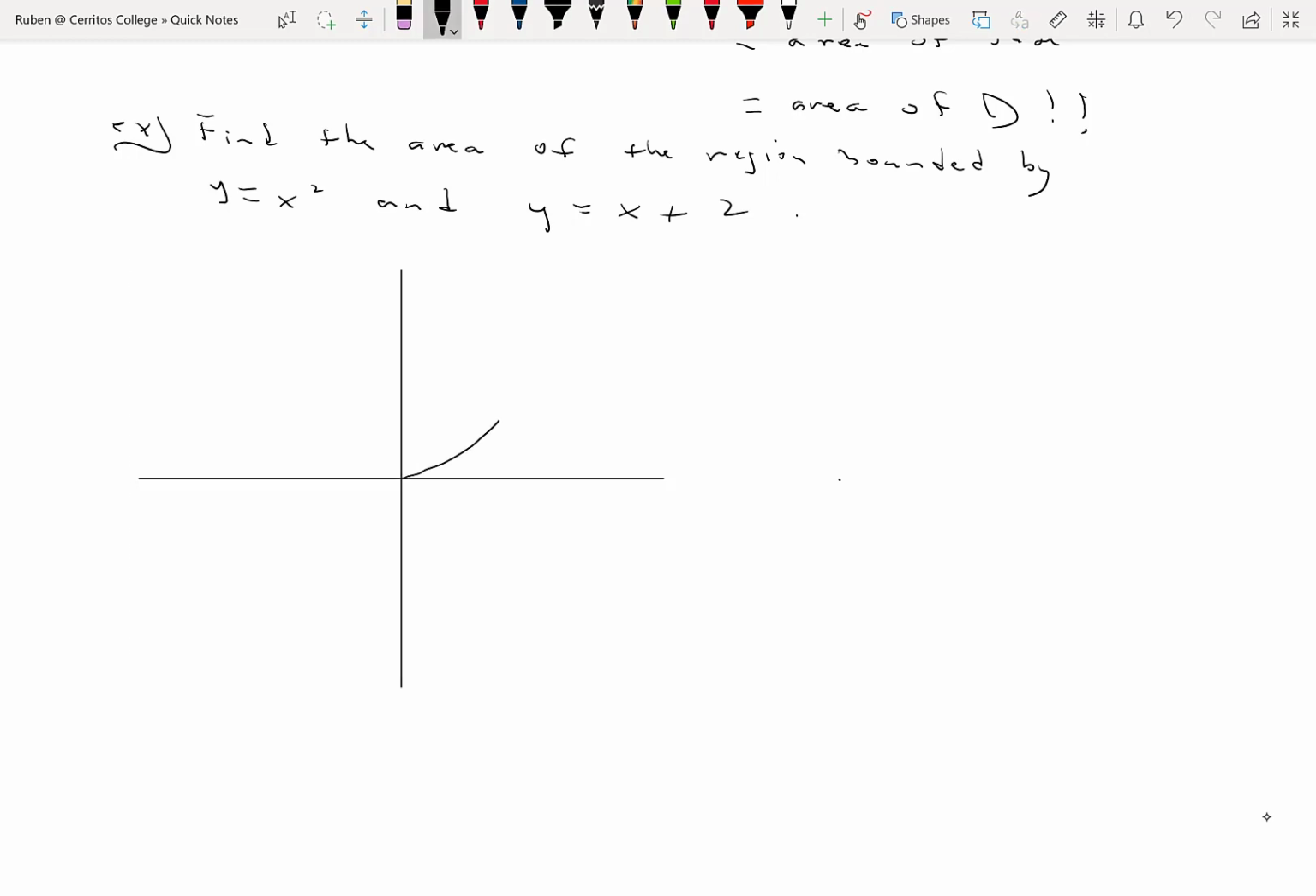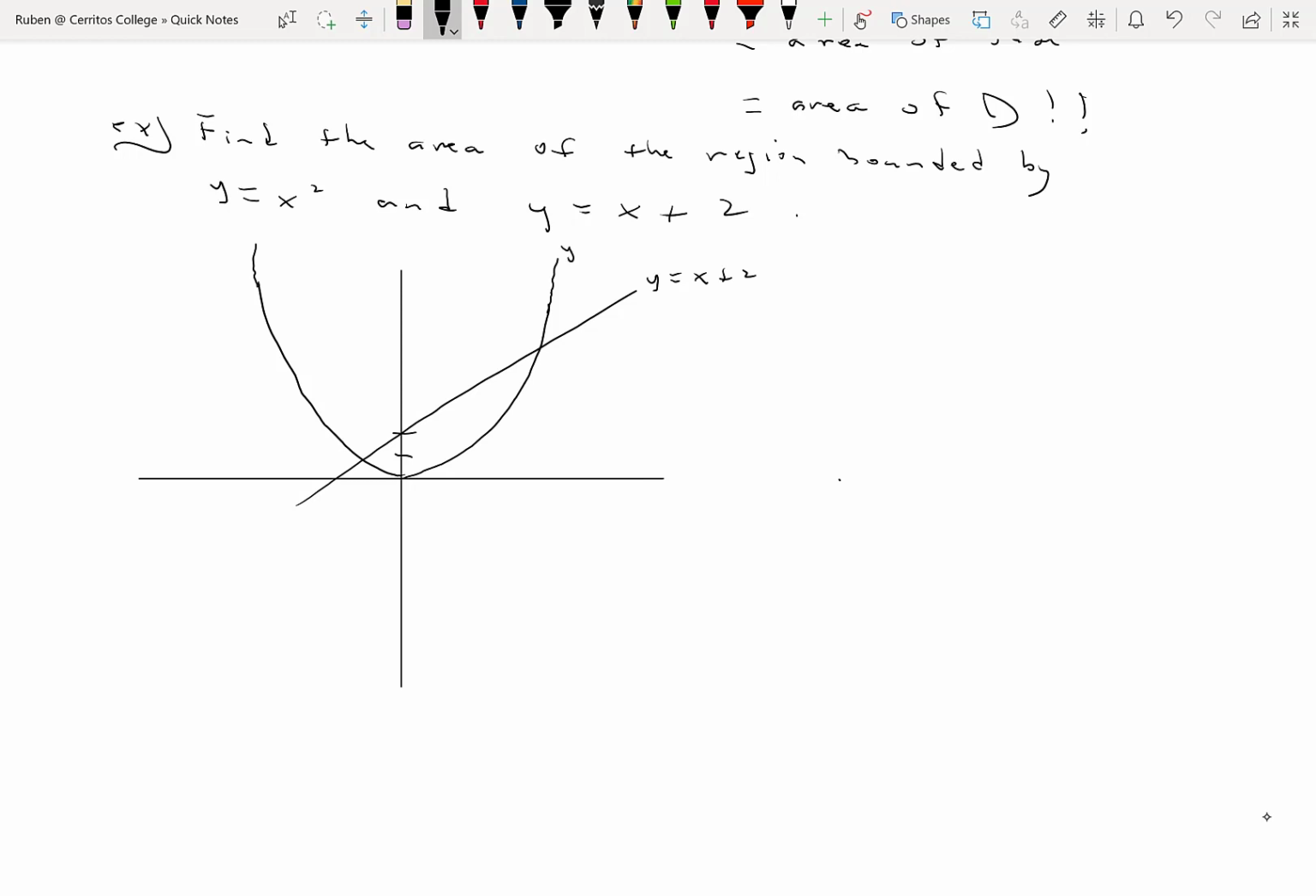Here's y equals x squared. Here's y equals more of x squared. Here's y equals x plus 2. Y equals x plus 2 is a line with a slope of 1 and a y-intercept of 2. Let's say that's y equals x plus 2. 1, 2. So we're going to have a little problem with scale, but that's okay. Y equals x plus 2.